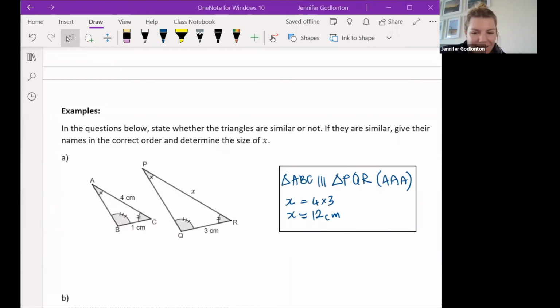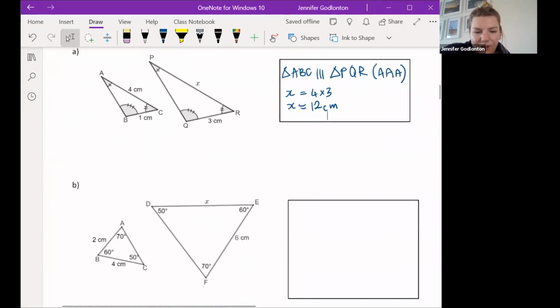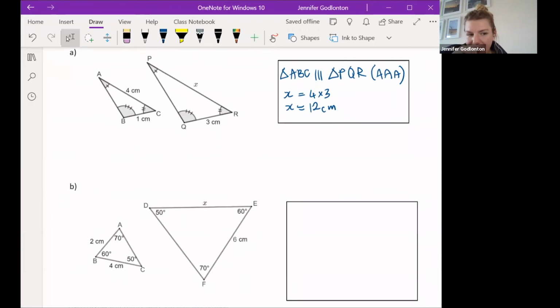Guys, did you find this easy? I'm hoping you did. Give me an indication. Yes. Good. Okay. Perfect. That's what I like to hear. Let's try our next one then. So our first step here is you are telling me whether or not these are similar.